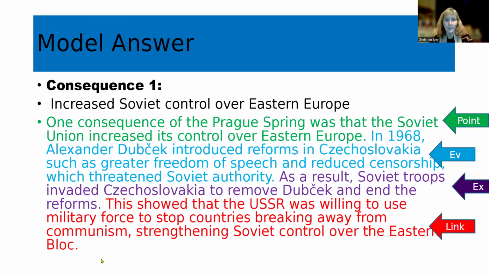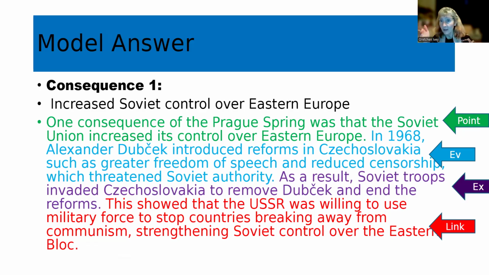Okay, so what we have here. Consequence 1, we chose for the first one, increased Soviet control over Eastern Europe. So here's our point in green. One consequence of the Prague Spring was that the Soviet Union increased its control over Eastern Europe. There you go, perfect. Now here's your evidence. In 1968, Alexander Dubček introduced reforms in Czechoslovakia, such as greater freedom of speech and reduced censorship, which threatened Soviet authority. So that is very good evidence.